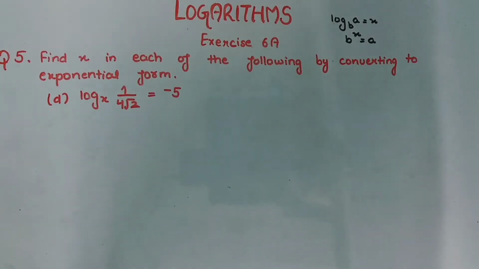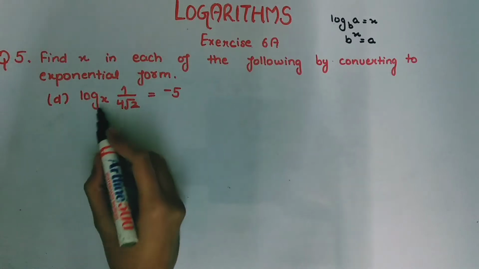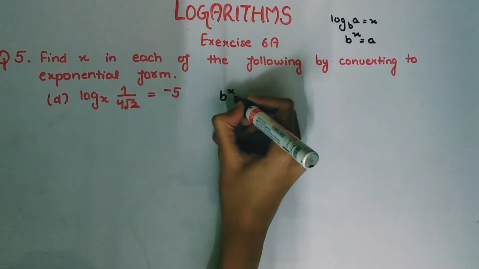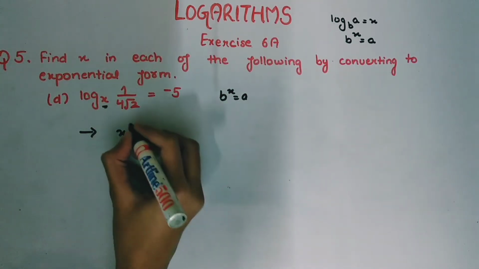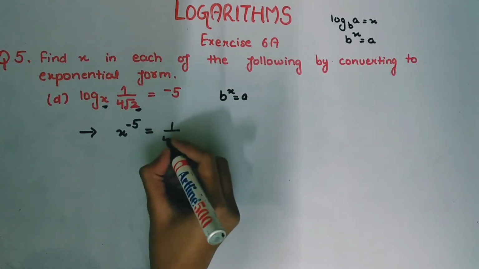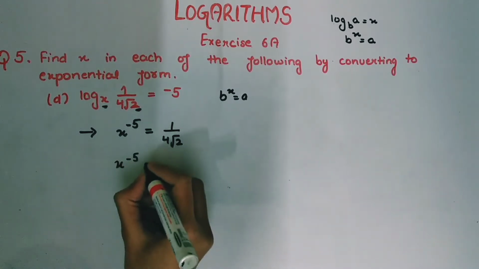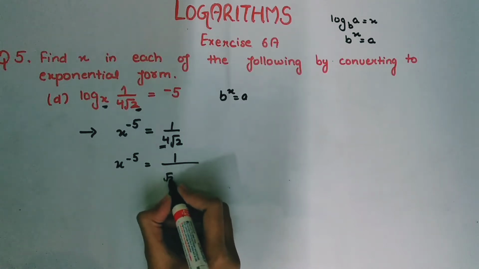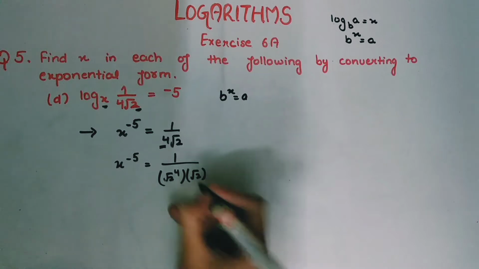We have the next part of the same question, that is log of 1 divided by 4√2 to the base x is minus 5. We will convert it into the exponential form, that is b, which is x, raised to power minus 5, which is equal to a, that is 1 divided by 4√2. We have x raised to power minus 5 equal to 1 divided by, and 4 can be written as √2 raised to power 4, multiplied by √2.